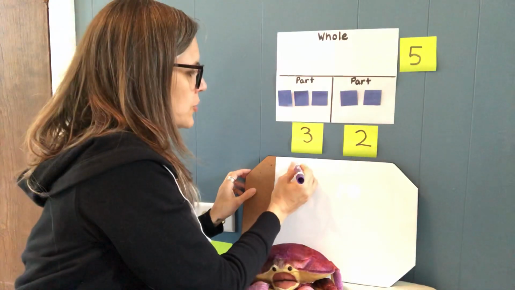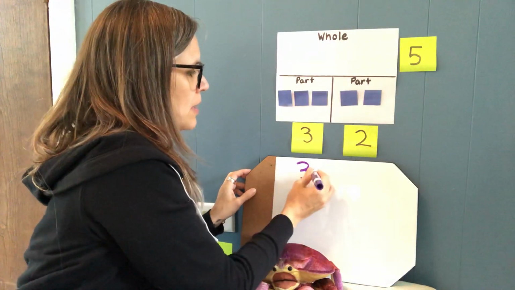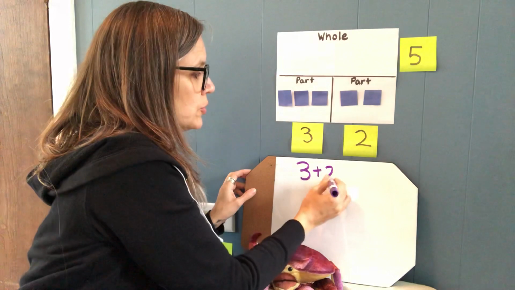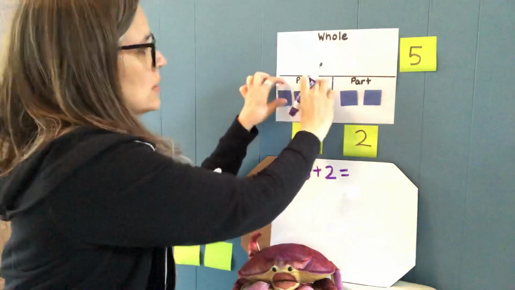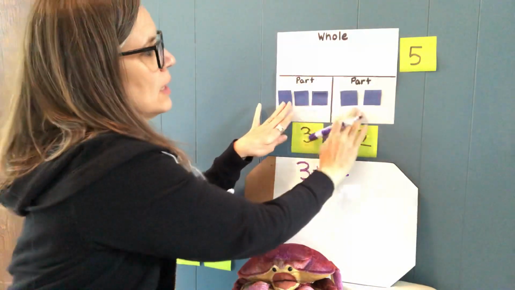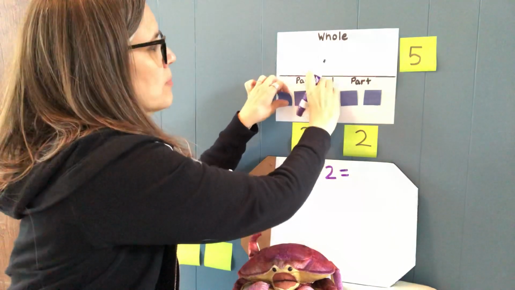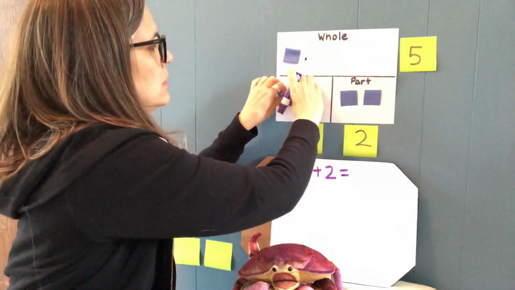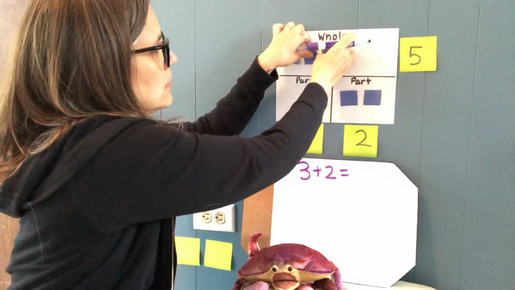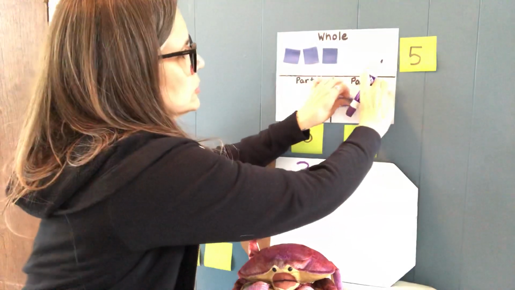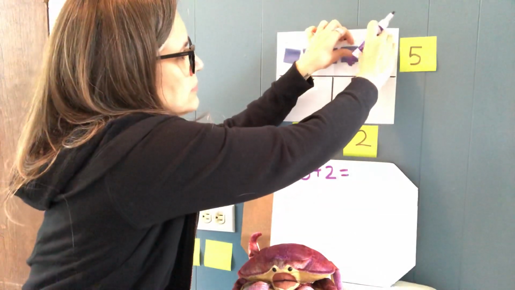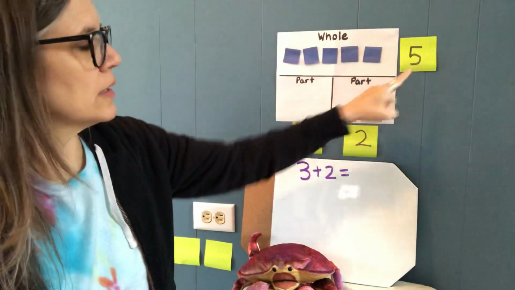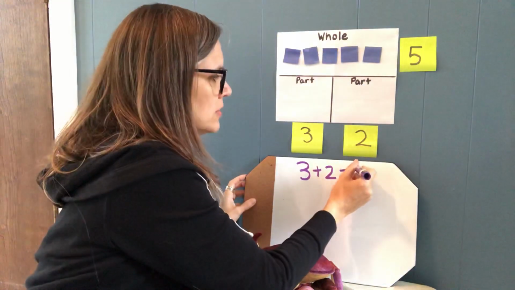So we could say 3 plus 2 equals, we take our 3 and our 2 and we put them back together again. It gives us how many? 5.